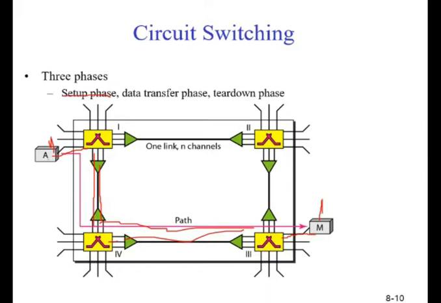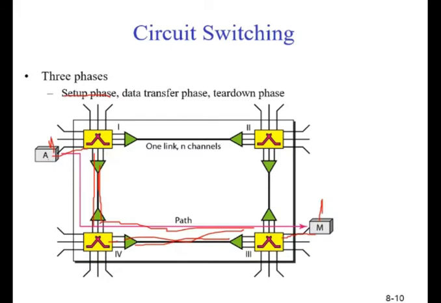When system A needs to connect to system M, it sends a setup request that includes the address of system M. It should have an address to switch number 1. Switch number 1 finds a channel between itself and switch number 4 that it can dedicate for this purpose. Switch 1 then sends a request to switch 4, which finds a dedicated channel between itself and switch number 3.